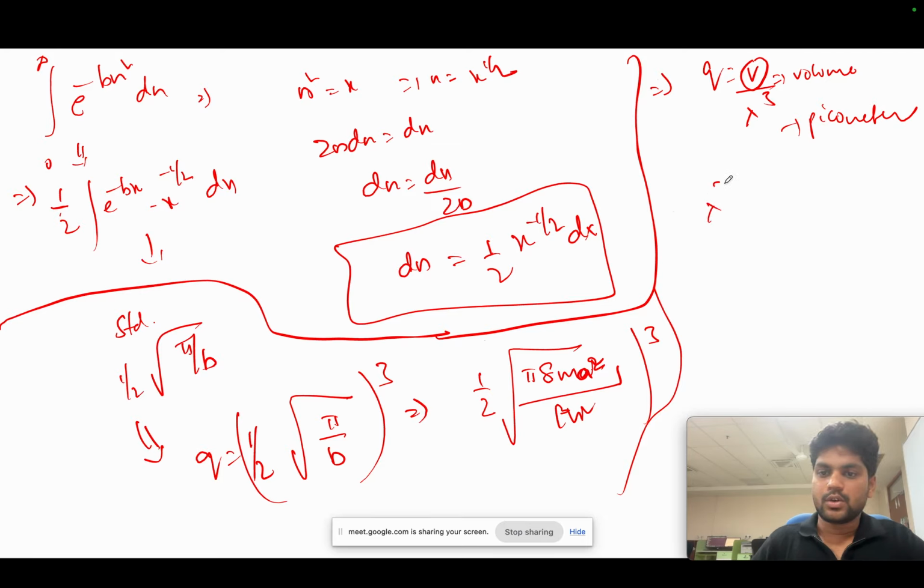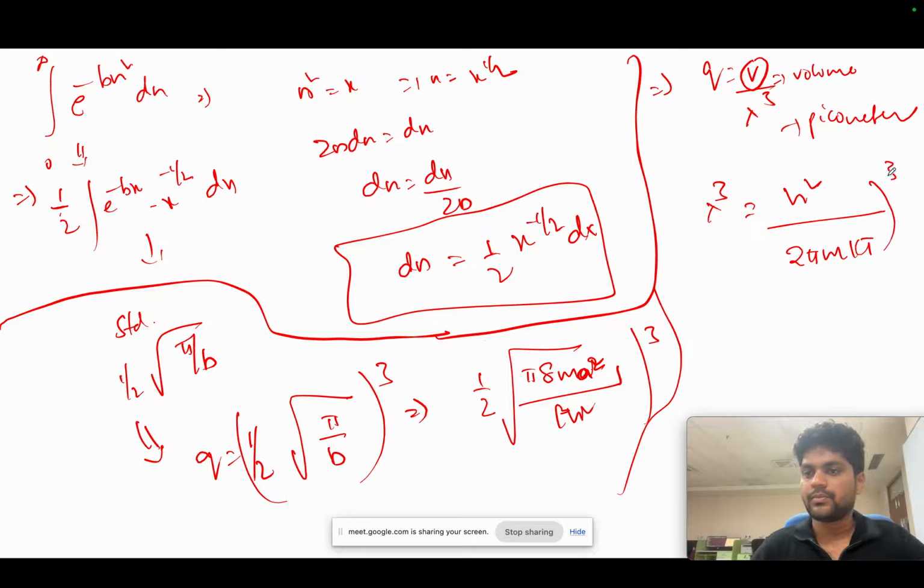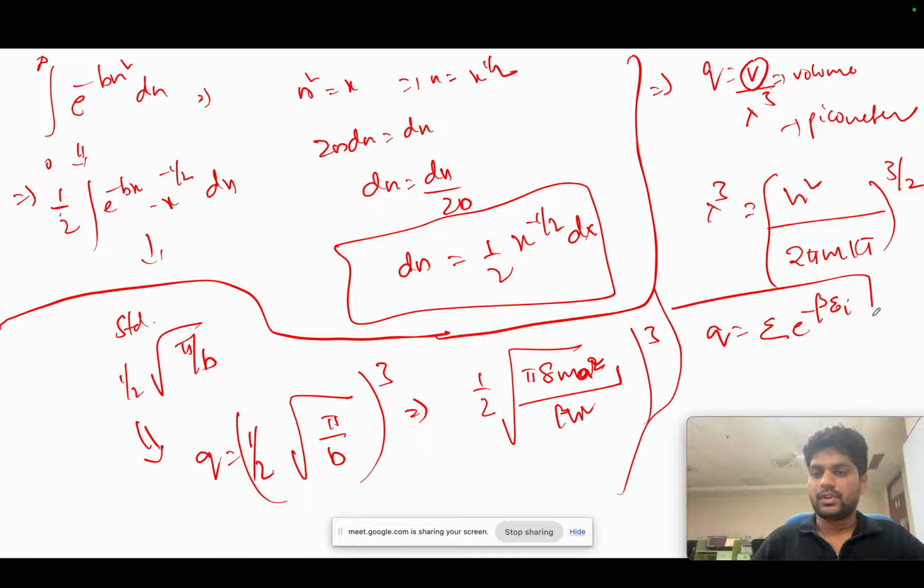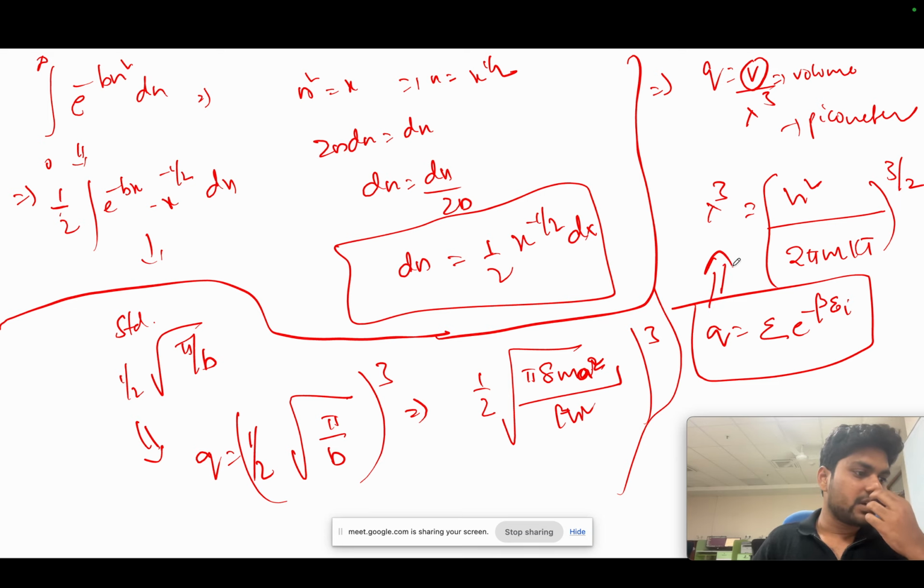So now the lambda cube is nothing but h square. This is in the class also. Why we need to go through this, I will explain in 1 minute. So we get this formula for the partition function. Basically from this function we have gotten into this.